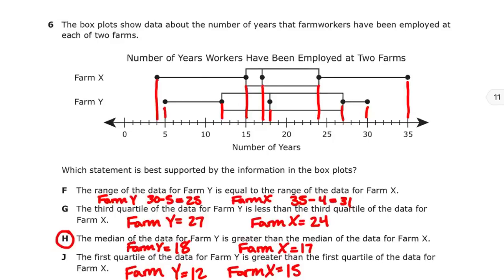And for J, I just went ahead and did J, the first quartile, which would be the first dot of the box, or the dot all the way to the left side. Form Y is 12, form X is 15. So Y is not greater, therefore that is not true. So H is your answer for number 6.